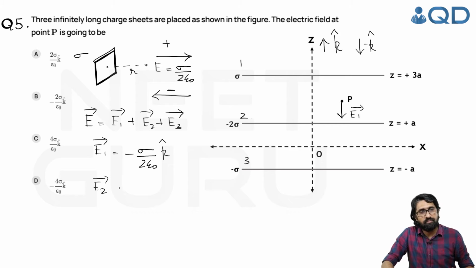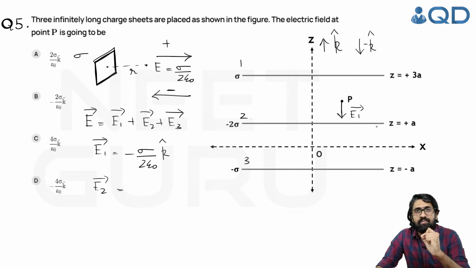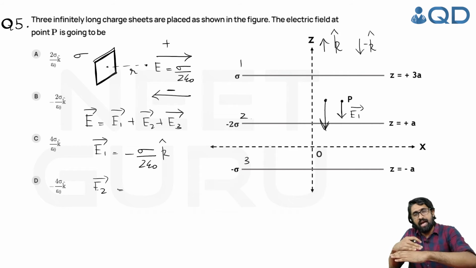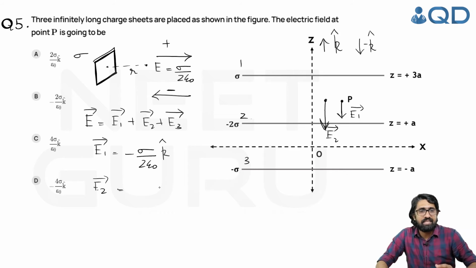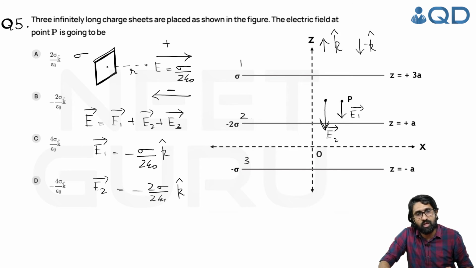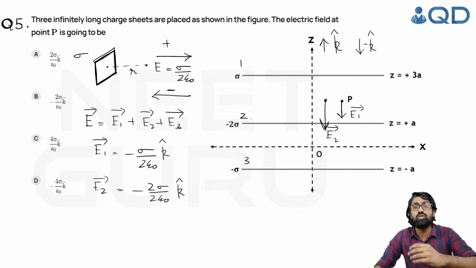E2 vector, that is the electric field at point P due to the second infinite sheet, will be directed downwards. And that is because it's a negatively charged sheet and the electric field will be towards the sheet in that case at point P. So here is the direction of E2 vector, and that again is minus k cap. And the magnitude of E2 vector will be equal to 2 sigma by 2 epsilon naught, because the surface charge density of the second sheet is 2 sigma in magnitude. So you have 2 sigma by 2 epsilon naught as the magnitude of electric field at point P due to the second sheet.